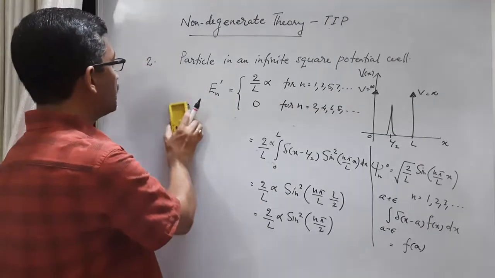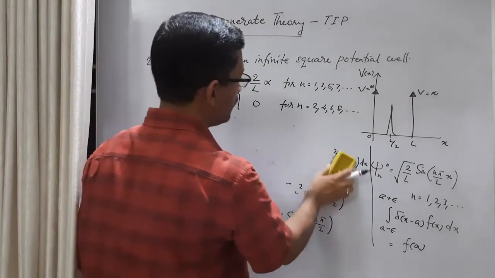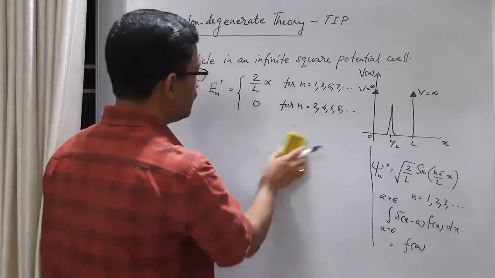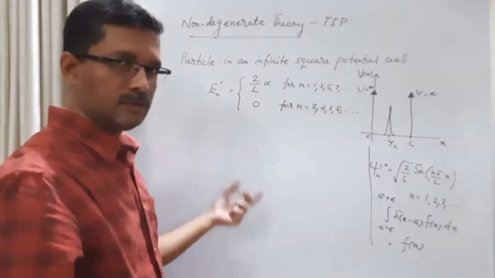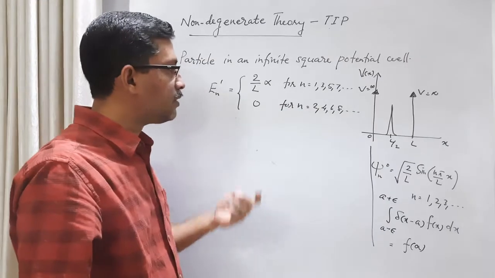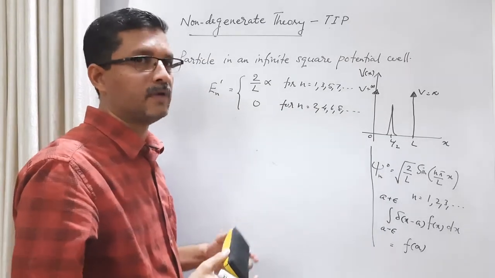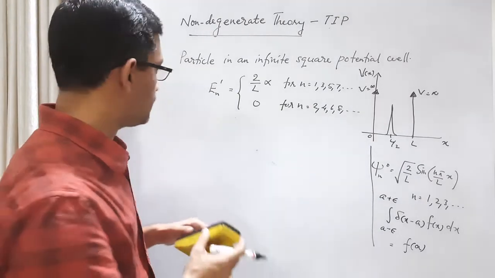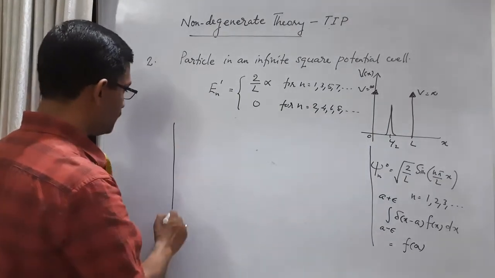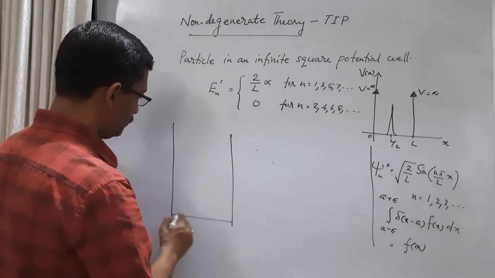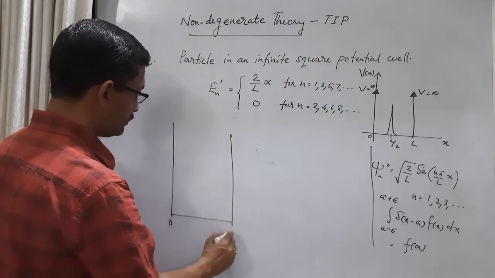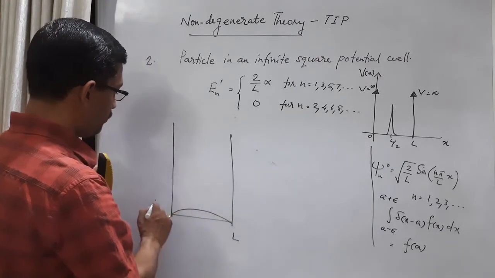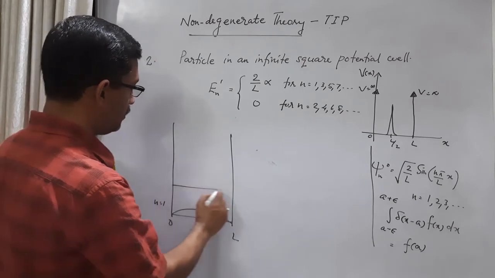Let us try to understand why it is 0 for even values of n. Mathematically we have seen why it is 0, when you do this calculation we have obtained it. But let us try to understand from the nature of the wave functions. If you plot the wave functions of this particle in a box, we have done this before. This is x equal to 0, x equal to L. This is the n equal to 1, psi 1, right?